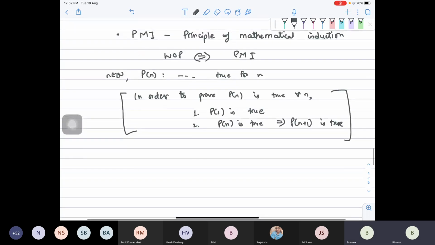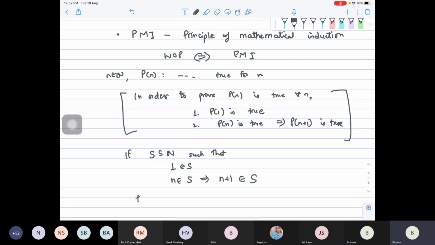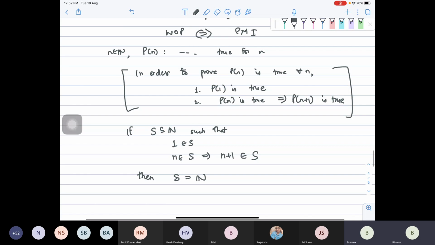The principle of mathematical induction actually says that if I take S to be a subset of N such that two things hold: one is in S, and n belongs to S implies its successor n+1 belongs to S, then S should be equal to N.